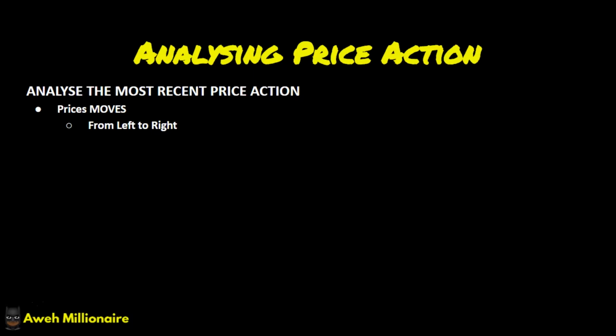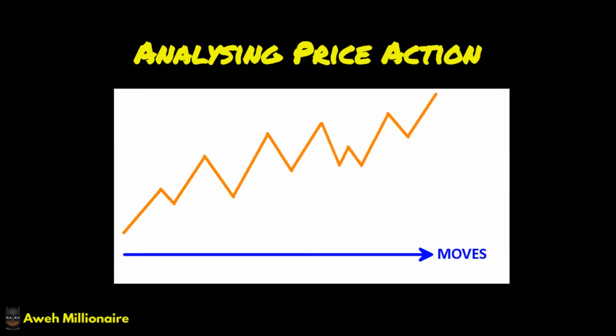Now, what do I mean by that? What I mean is, well, firstly, when we're looking at how price moves from left to right, it moves from the left-hand side of the price chart to the right-hand side of the price chart, as you can see in this example over here. Okay, you can see where price started, which was on the left, and ended up all the way on the right-hand side of the chart. And this is very simple. This is how price moves.